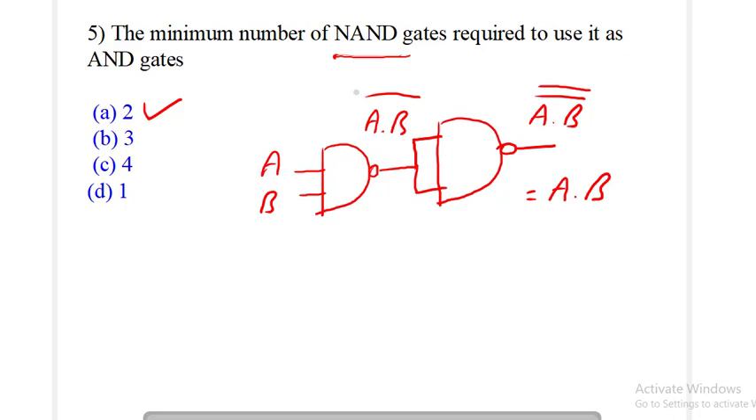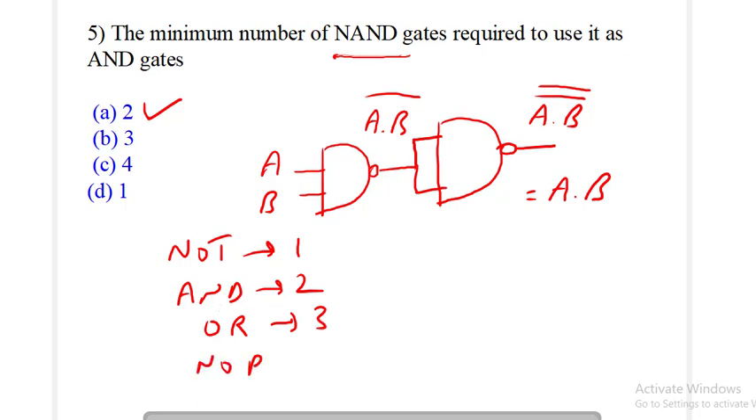Now I will write some notes here. For converting NAND to NOT, we require one NAND gate. For converting NAND to AND gate, we require two NAND gates. For converting NAND to OR gate, the number of gates required is 3, and to convert NAND to NOR gate, the number of gates required is 4. Remember this, it might come in the exam. We have just discussed NAND as AND gate. It might also come in the exam how to use NAND as OR or NOR. So these are the numbers of gates required. For our case the answer is 2.